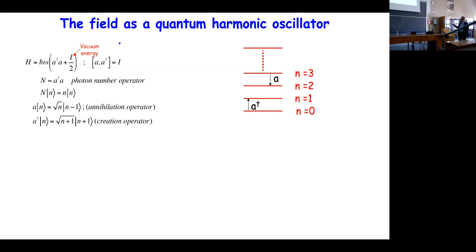And when you write the energy of the field, the energy is given by h bar omega, which is the energy of one photon, times A dagger A, which is N, plus 1/2. The plus 1/2 represents the vacuum fluctuations that we already discussed. So you see these formulas are easy to remember, and they describe what happens when you act on the photon number state with the A dagger or A operator.